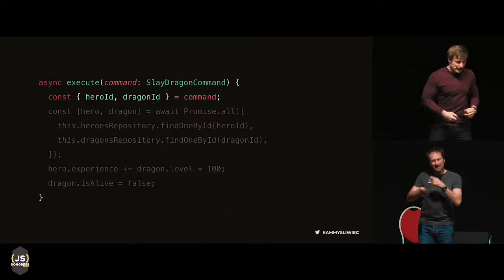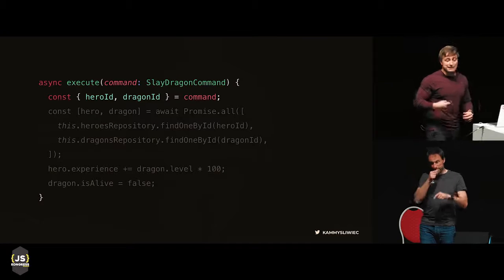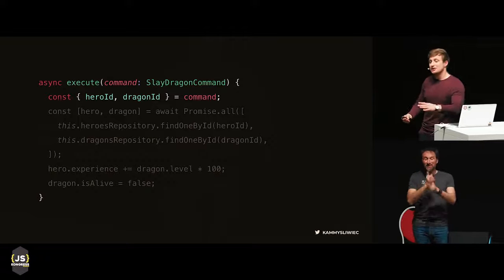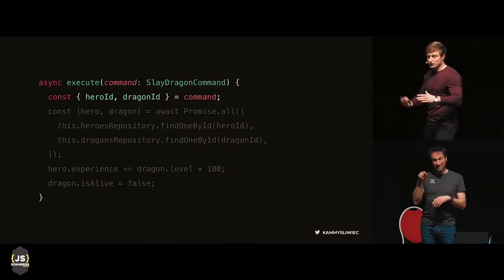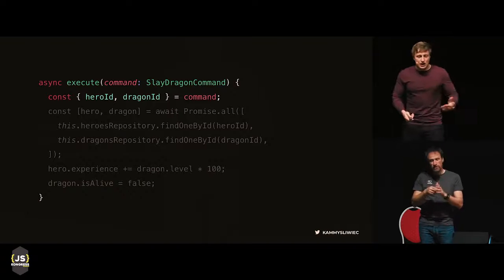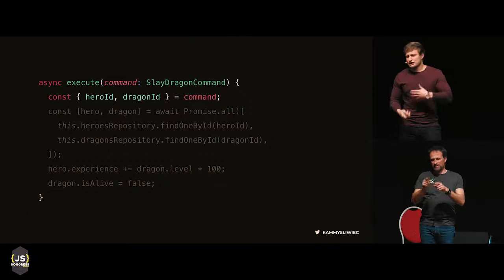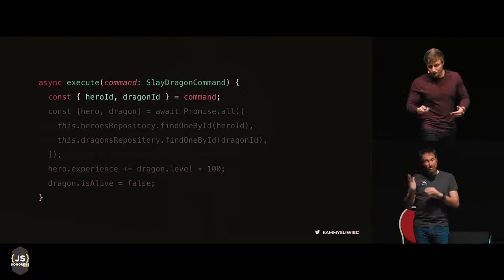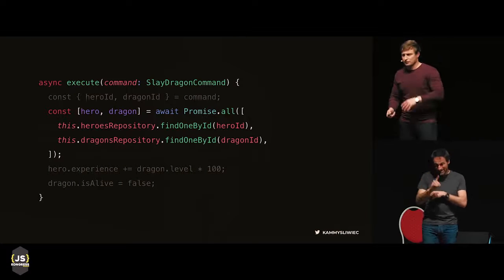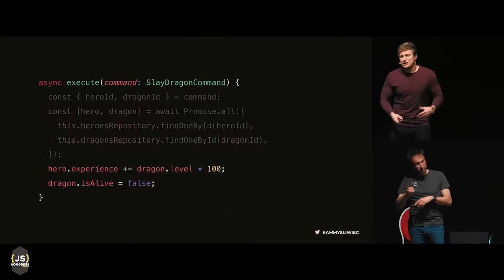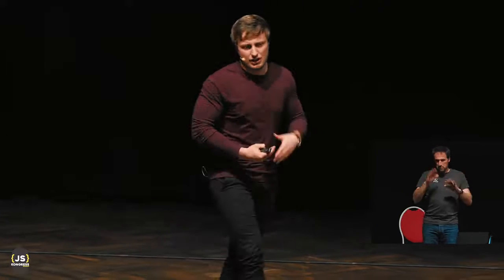All right, and every command handler has an execute method. This execute method takes the command as an input parameter. What do we have to do? Similarly, as in the services layer, we have to extract the hero ID and the dragon ID. Then we have to get these entities from the database, right? It's just copy-pasted. Nothing has changed here. Then we have to perform our business logic. Increase points of experience, set dragon status isAlive to false. That's it. We are done.